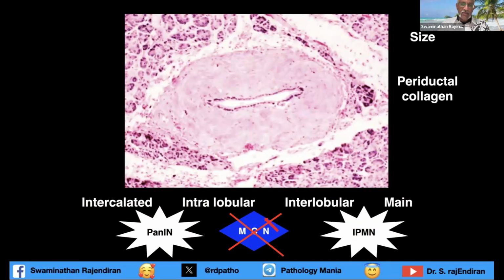There is another cystic lesion known as mucinous cystic neoplasm that is not connected with the duct. That understanding is very, very important, because these are all the differential diagnosis. Whenever you get a mucinous cystic neoplasm, you have to see whether they are in communication with the duct. If they are in communication, they will be either PANIN or IPMN.